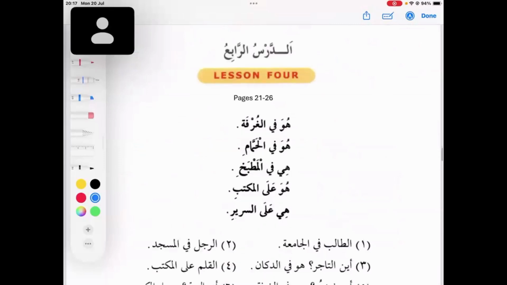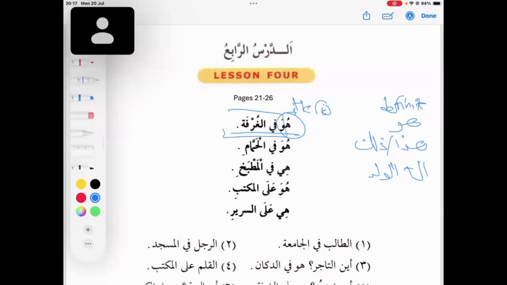Then we went to Ad-Darsu Rabi', the fourth lesson. So I'm just giving you examples. This is also a jumla ismiya. Why? Huwa is definite. Hadha and dhalika are definite. Words with al are definite. So huwa, that's the first part, that's the mubtada. He is. Fil ghurfati is the khabar. He is in the room. Huwa fil ghurfati, he is in the room.